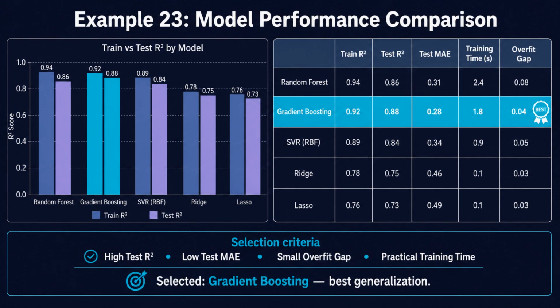Example 23 compares multiple models systematically. Create a dictionary of 5 models: random forest, gradient boosting, SVR with an RBF kernel, ridge, and lasso. Loop through them, scale the features for the ones that need it, train each, and evaluate on the test set. Record training R², test mean absolute error, training time, and the overfit gap between train and test R². Plot results as a bar chart. This helps you select the best model for your specific dataset.